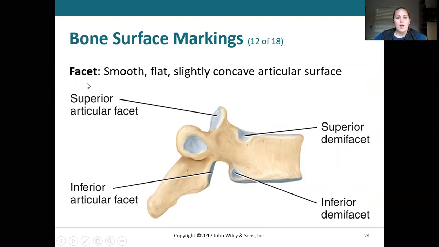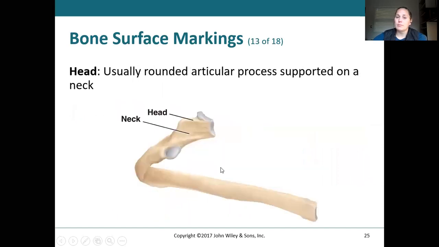vertebral column. A facet is a small, flat, slightly concave articular surface. So here you can see a superior articular facet. Again, we're looking at a vertebra here, and you can see an inferior articular facet here as well, and then an inferior demifacet, a superior demifacet. And so these small, flat surfaces are found in several different places on your vertebra of your vertebral column.